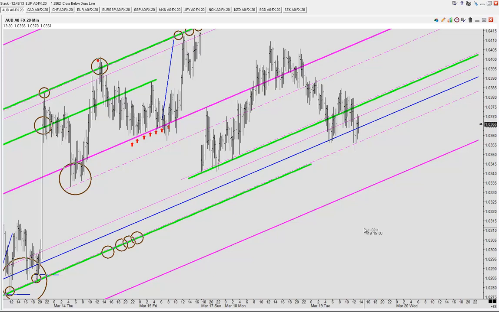Okay, it's the 19th of March, slightly after noon, about 10 after noon, in fact, oh sorry, 10 after 1. I've actually just been talking through an entry in the Australian dollar.